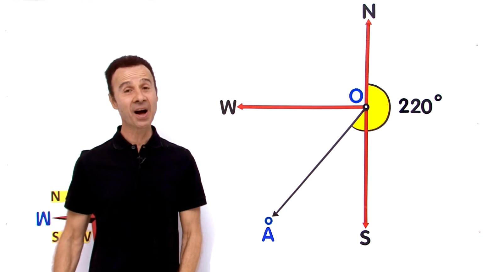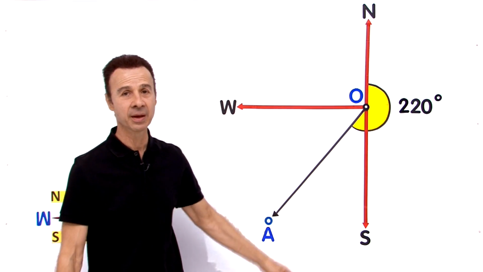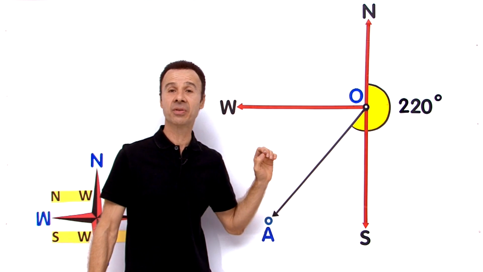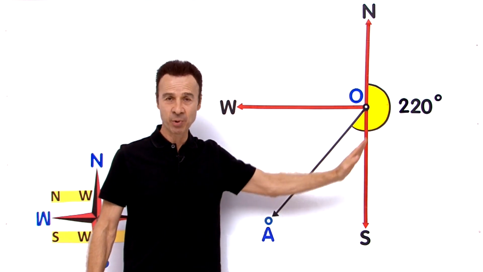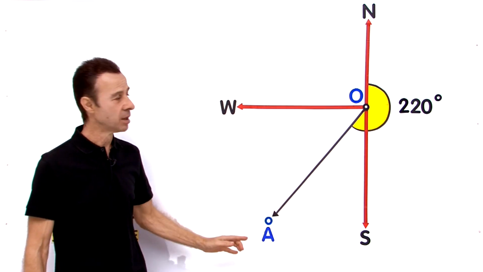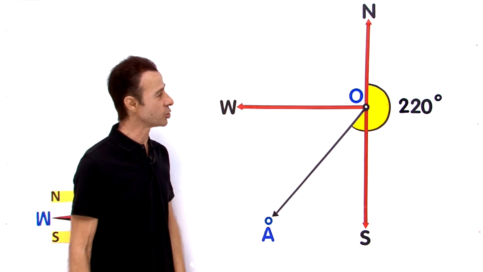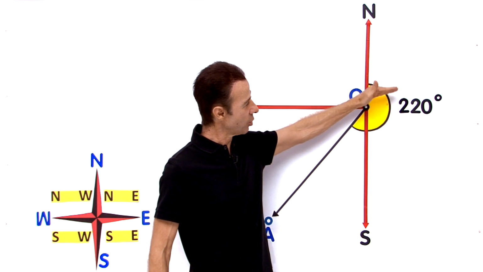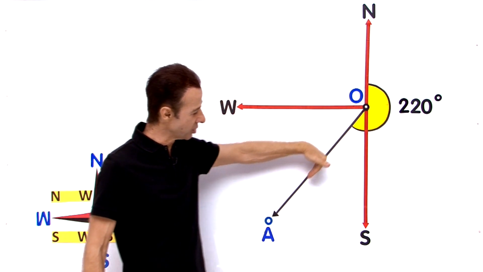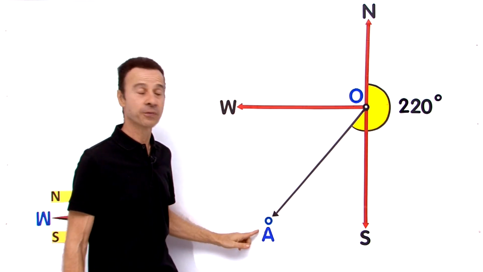All right, let's find and identify the compass bearing and the true bearing for this diagram right here. We're looking for the bearing of A from O. Let's take a closer look at the diagram here. We have a sweeping angle from north all the way around here, 220 degrees to the position A from O.